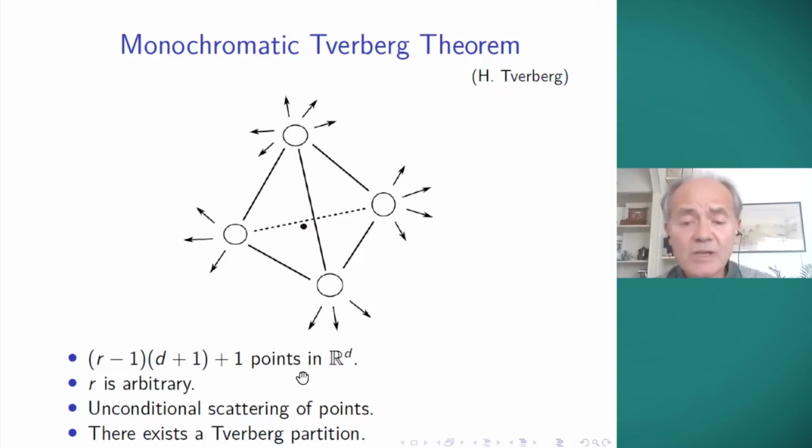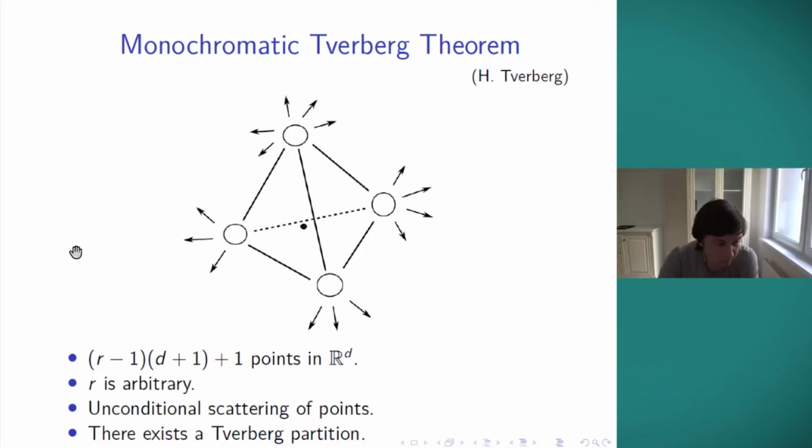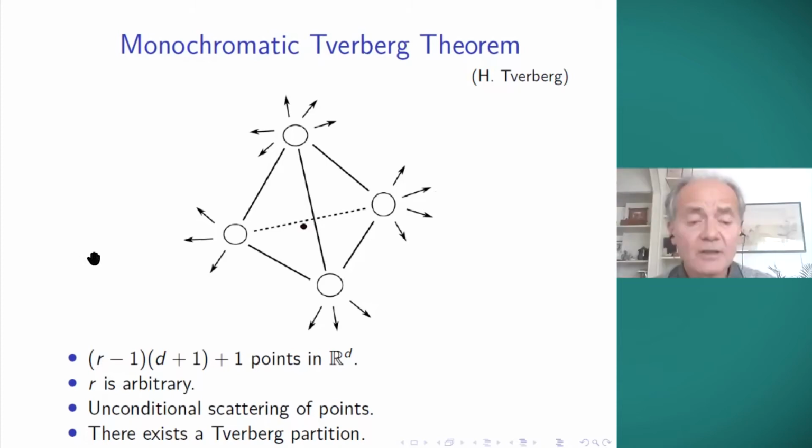I hope you can see the bottom of the screen. So if not, tell me so I can read it aloud. So you have (R minus 1)(D plus 1) plus 1 points in R^D in this very special position. So I emphasize, this is not an arbitrary collection of points.